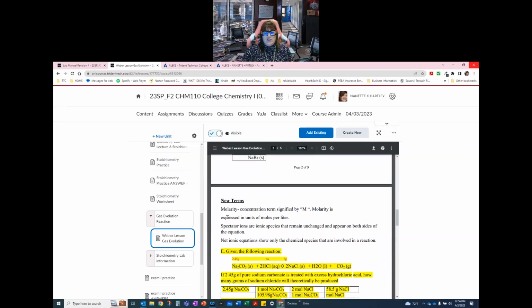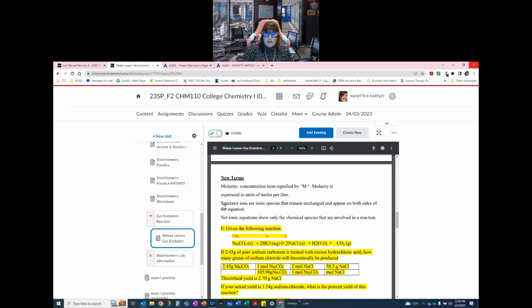Okay, now things that are new in this lab that we've just started talking about: molarity, moles per liter, concentration. Okay, we've talked about spectator ions, those that don't actually perform any function in the lab that we're talking about. They're just there to balance the charge.